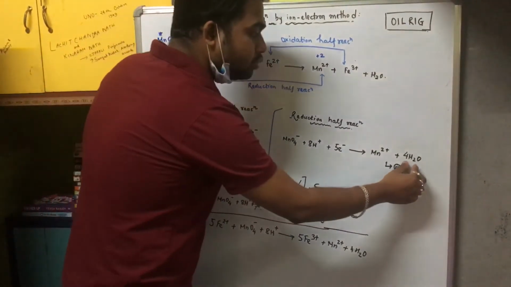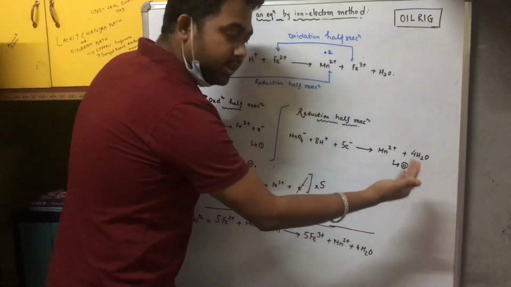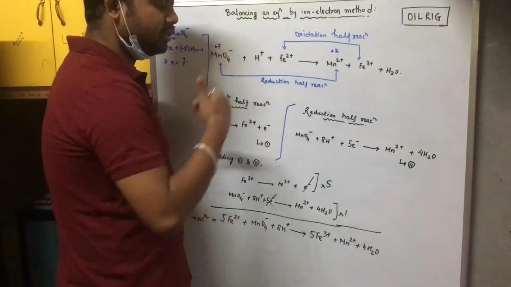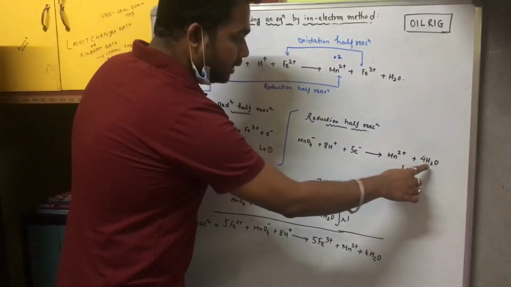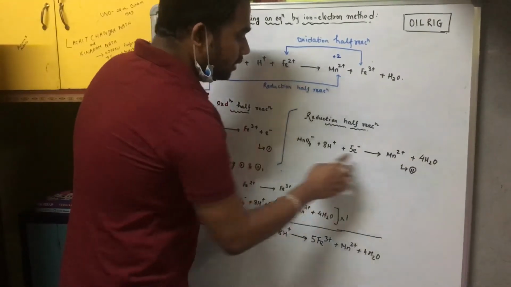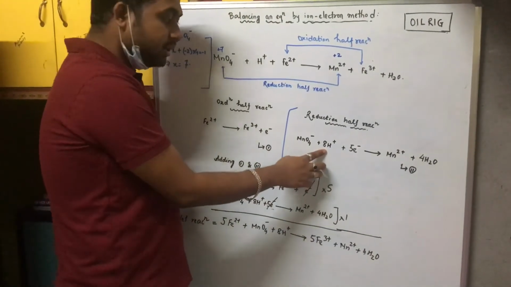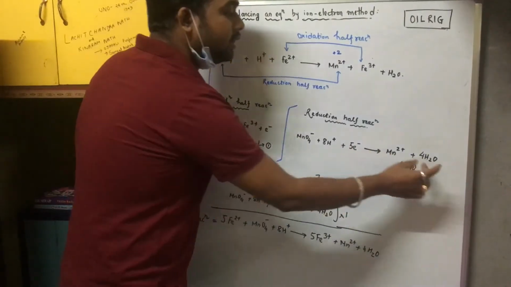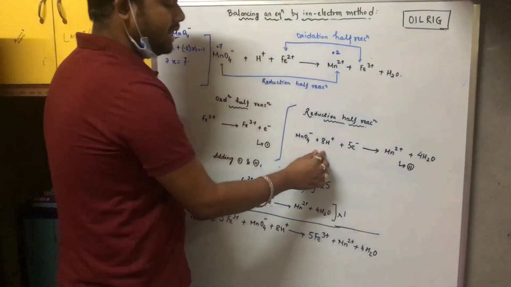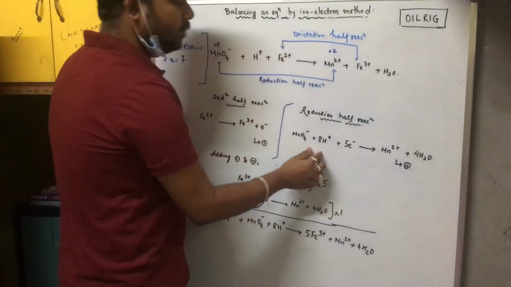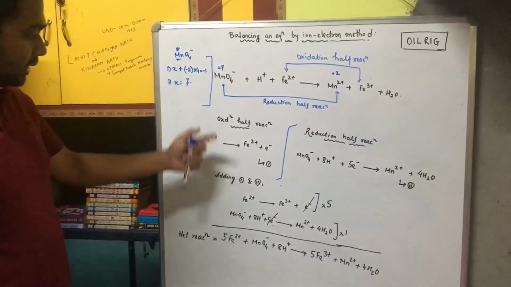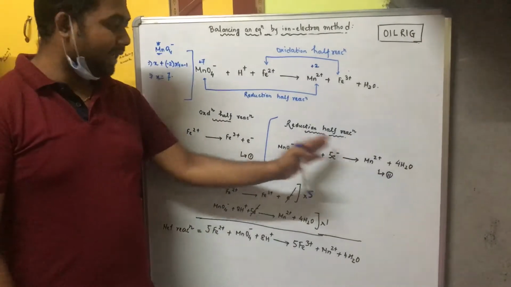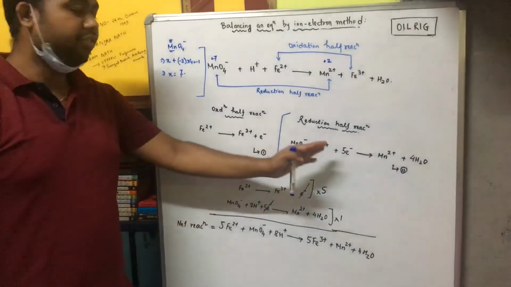Now when I have written 4 H2O on the other side, on this side we have to convert it into double H plus. So 4 H2O here, 8 H plus here. Have you understood? You just double it: 4 H2O means 8 H plus, 2 H2O means 4 H plus, 5 H2O means 10 H plus. In this way we have balanced the half reactions.